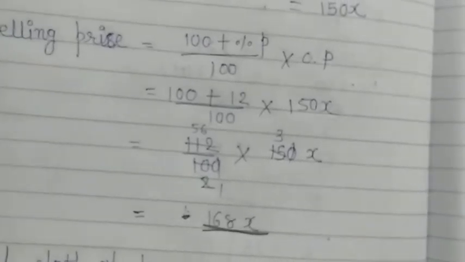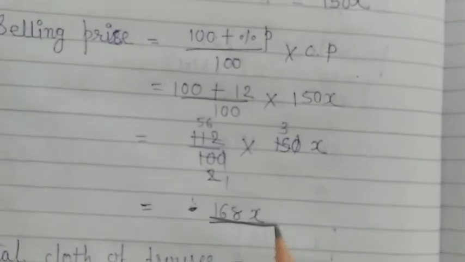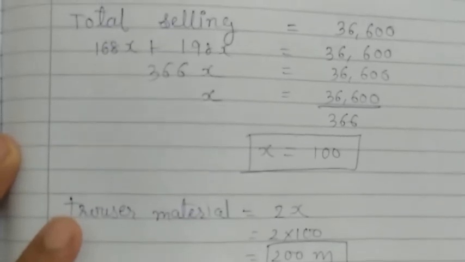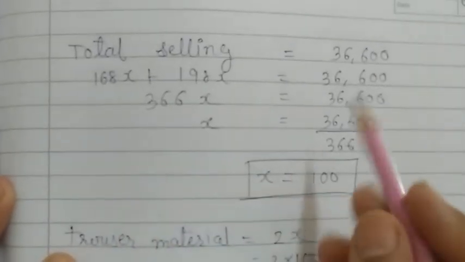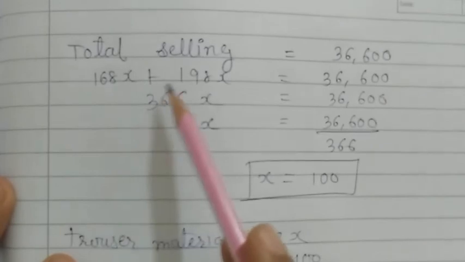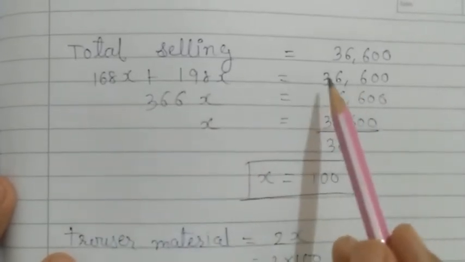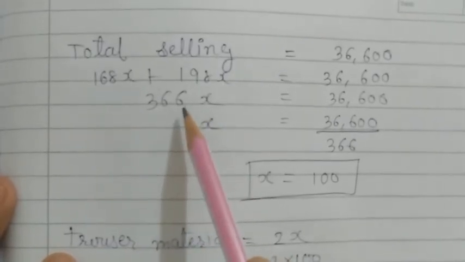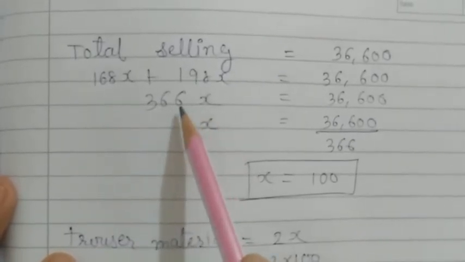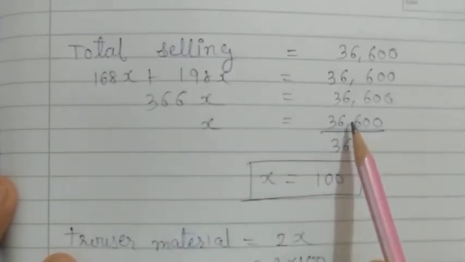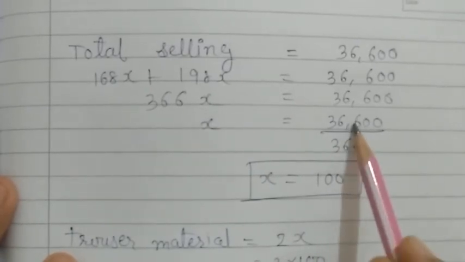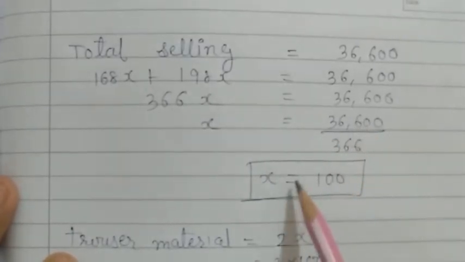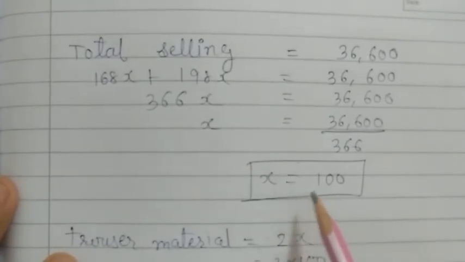Now the total selling is given, so total selling is equal to 36,600. So total selling is equal to selling of shirt plus selling of trouser. So 168x plus 198x is equal to 36,600. If you add these two, the answer will be 366x. Now we have to find the value of x. So 366 goes into 36,600. Now 366 times 1 is 366. So the answer is 100. Here we got x equal to 100.